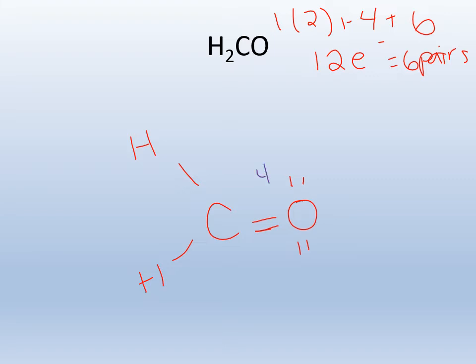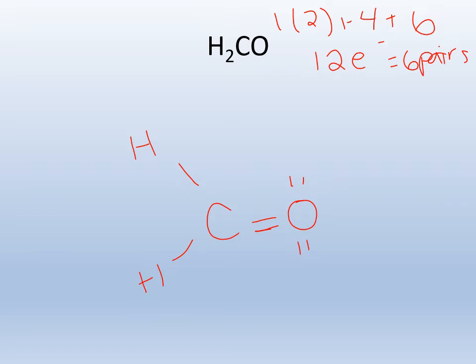4 valence electrons. Carbon has 2 over here, 2 over here. Now carbon has 8. Oxygen still has 8 because making a double bond did not take them from oxygen. Oxygen is just sharing it with carbon right now.